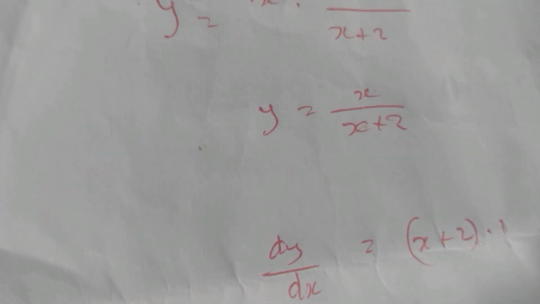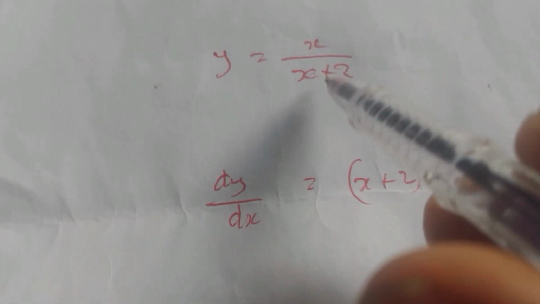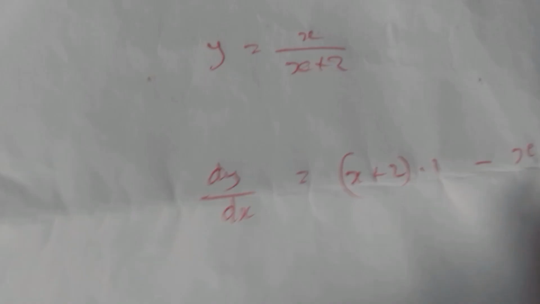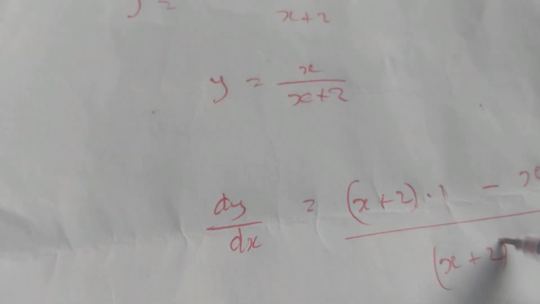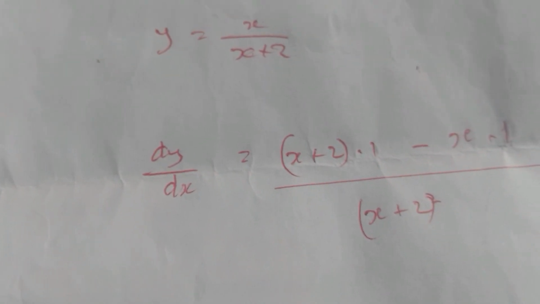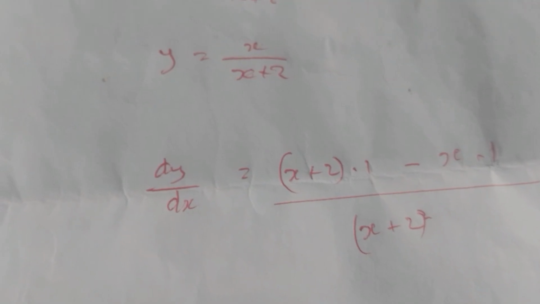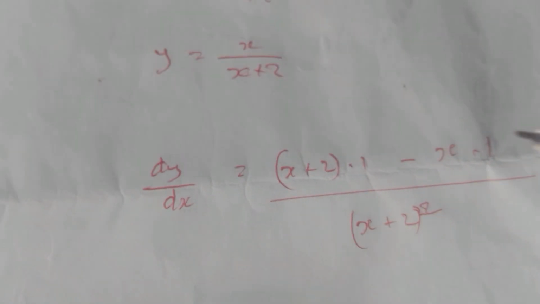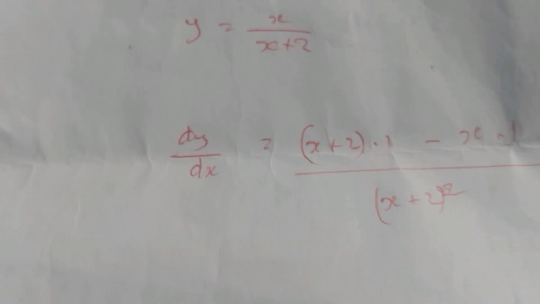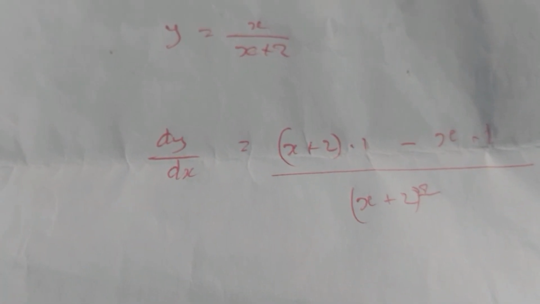dy/dx is equal to the second function, x plus 2. Derivative of the first function is just 1, minus the first function, x. Derivative of the second function is also 1, all over x plus 2 squared. So in one of my videos, I will be teaching us how to use binomial expansion. What if it's not 2? What if it's 200? So we're going to be talking about binomial expansion. You shouldn't miss that video.